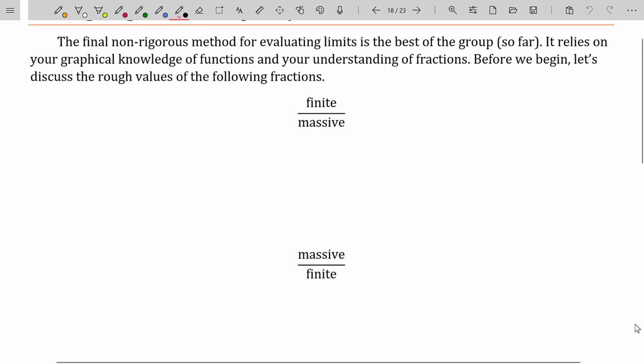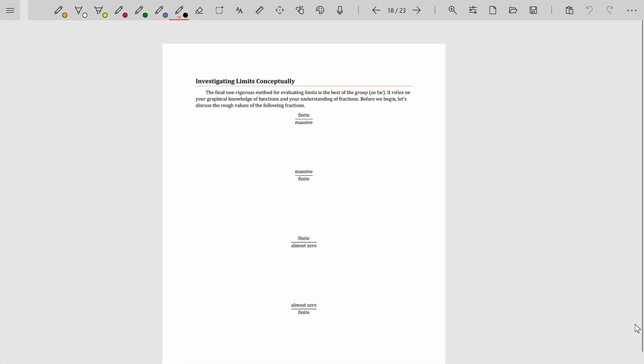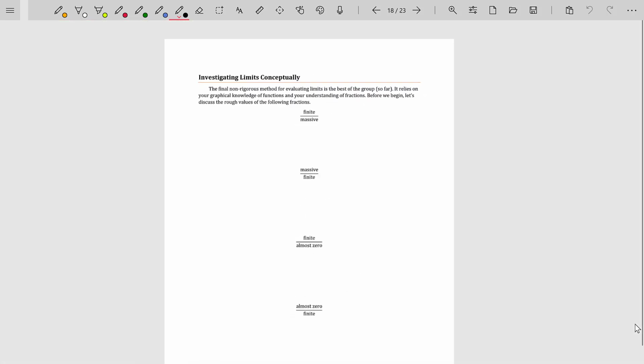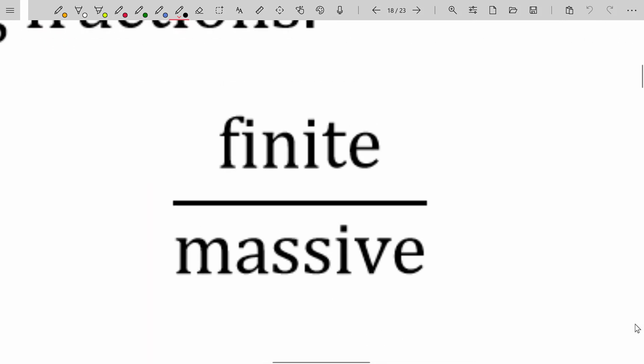Now, before we dive into the meat and potatoes of this, let's start by discussing rough values of the following fractions. And I have 4 fractions in this page to talk about. So the first one is what happens when you have a finite number over a massive number. This is the easiest of the group.